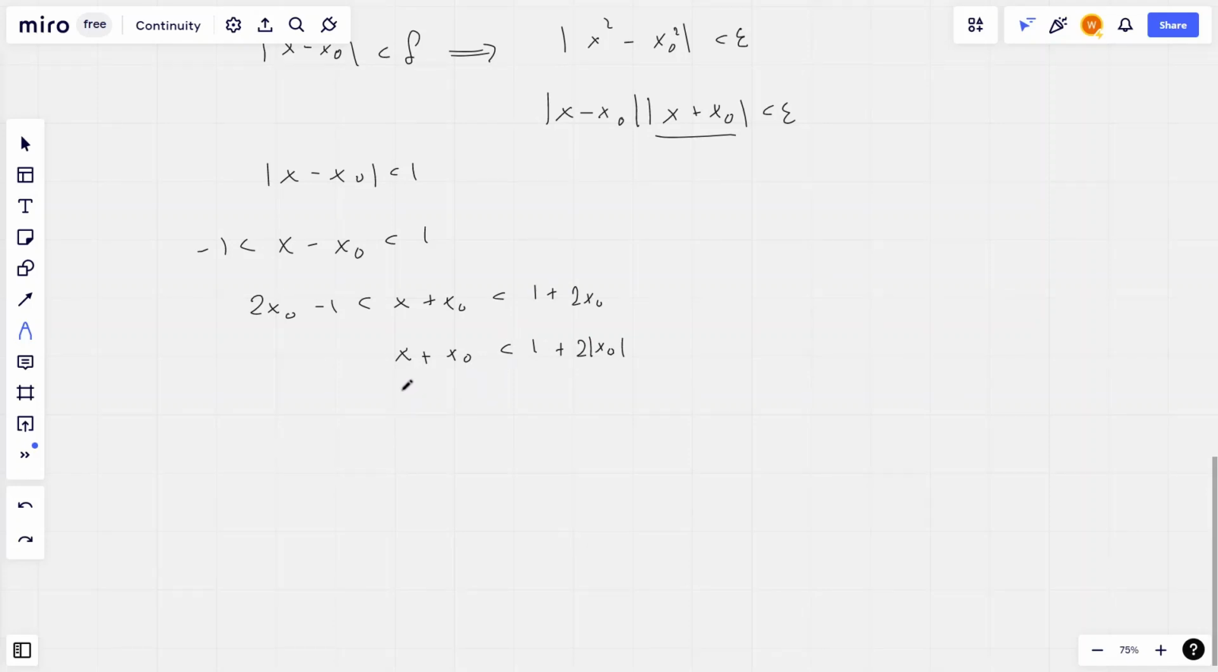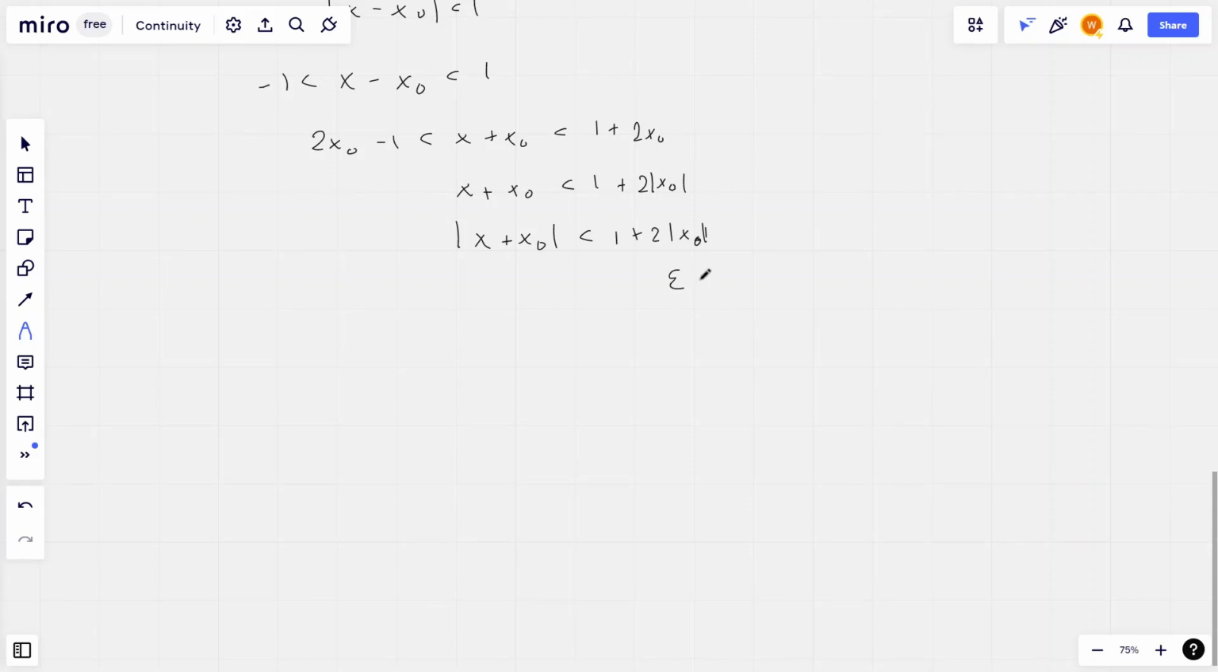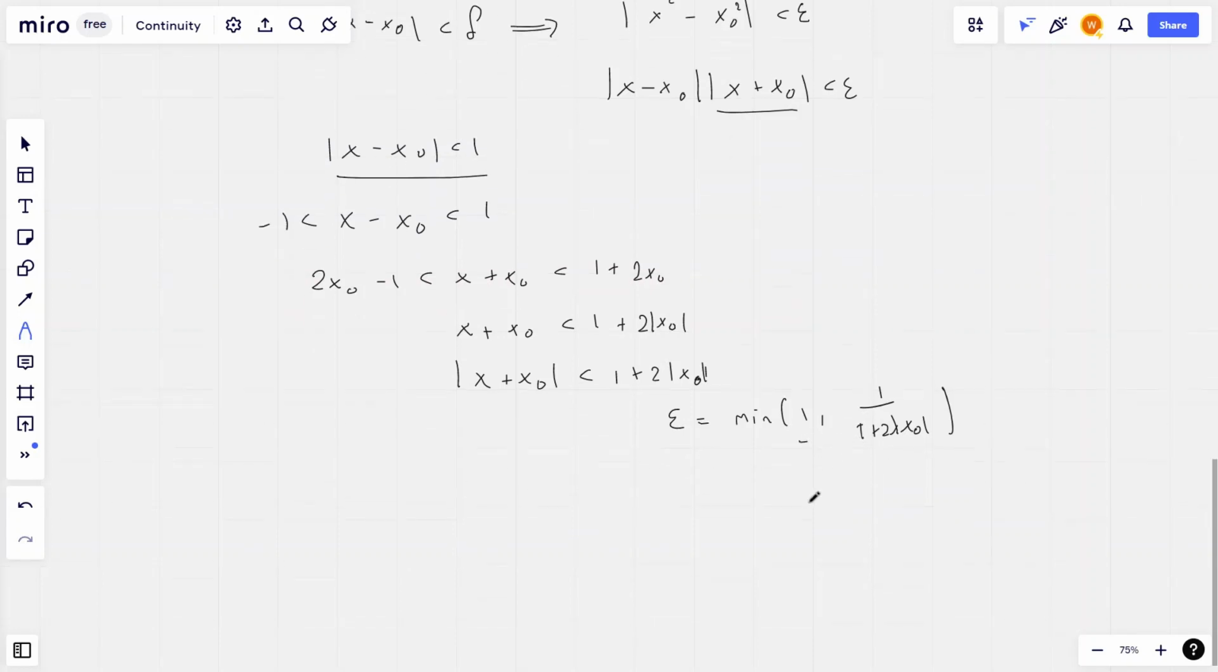And so now we can say that the modulus of x plus x naught is going to be less than 1 plus 2 times the modulus of x naught. So now we're thinking, nice, we found what we want, so we'll choose that our delta is the minimum between 1 and epsilon over 1 plus 2 times the modulus of x naught. And again, as a reminder, this is because we made the assumption that x minus x naught is less than 1. If it's less than 1, we have this. If it's not, we can just set it as 1.